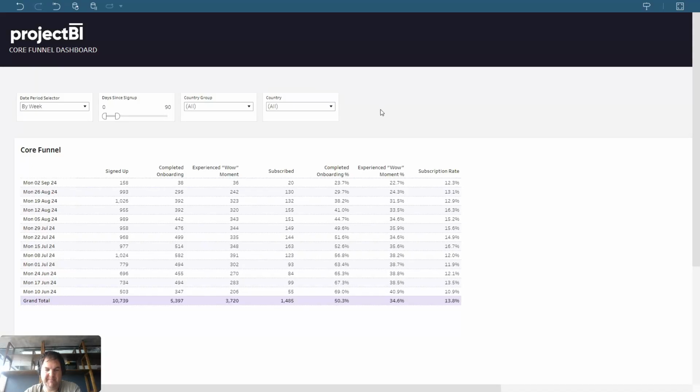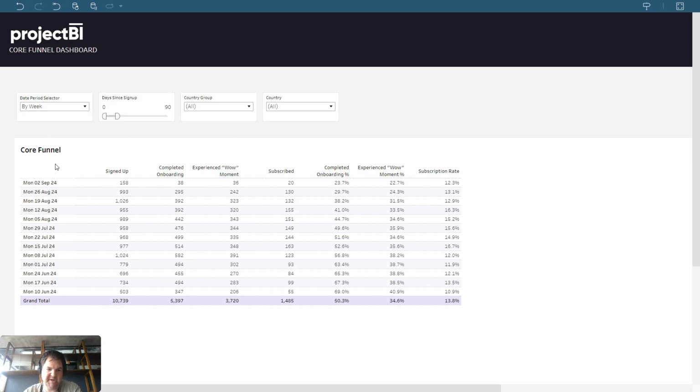In this video, I'm going to introduce you to the Core Funnel Dashboard. The Core Funnel Dashboard is a Tableau dashboard that my agency Project BI builds for our SaaS clients. The concept of the core funnel is very important in the world of SaaS because it allows us to understand how users are going through their life cycle within the product. It also allows us to therefore understand where the product might have its biggest problems.